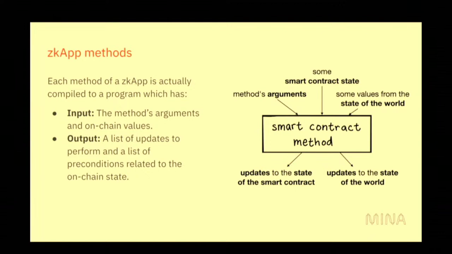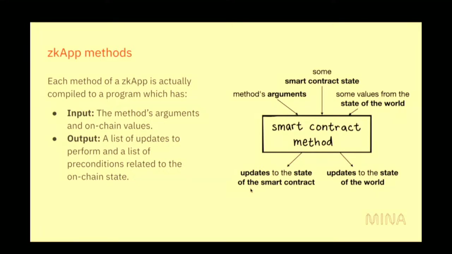So inside of a ZK app, we have a bunch of methods, and these are the things that users can call. The methods take in some sort of arguments that the user can generate. We take in smart contract state, so this is the state of the smart contract before our method runs. And then we also take in the state of the world, which would be something like block height or, I don't know, verifiable randomness.